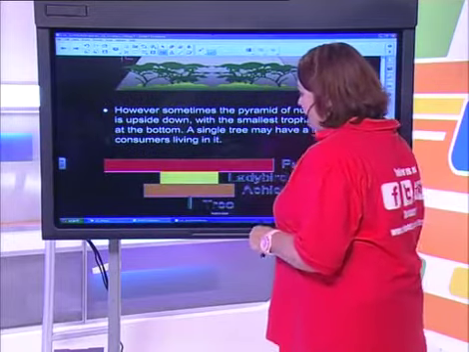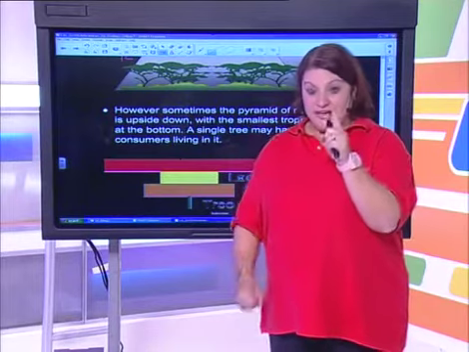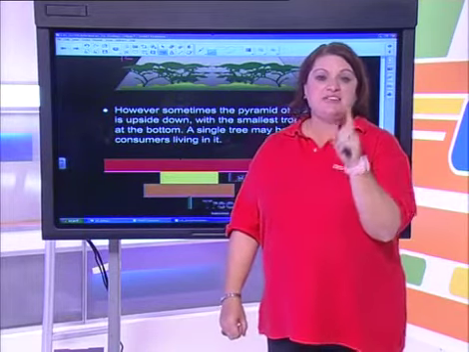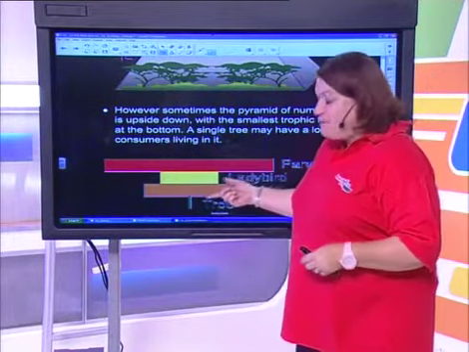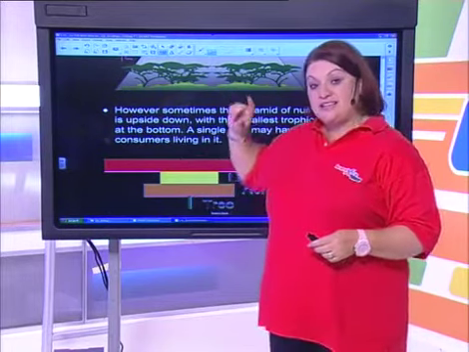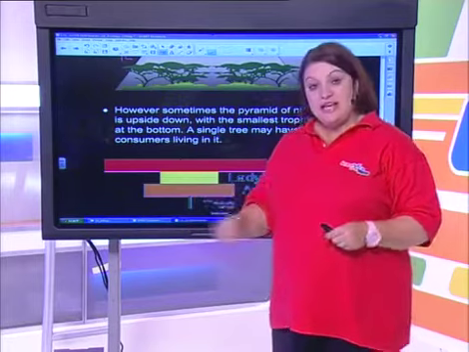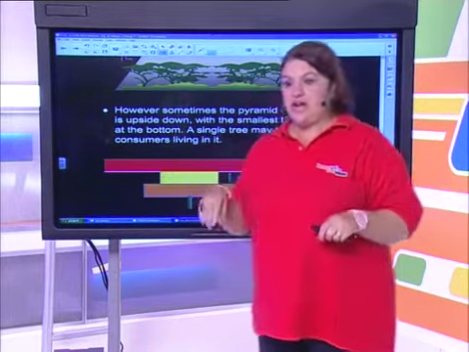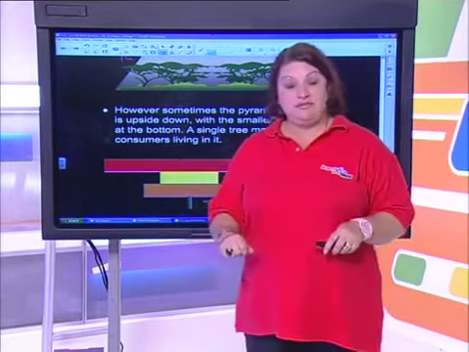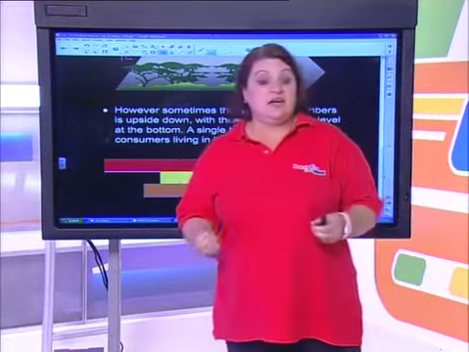Sometimes, there we go. Look what's happened over here. One tree can support a whole lot of things. So all of a sudden, my pyramid is upside down. Remember, we're talking about numbers. One tree can support a lot of aphids. Aphids are little things that eat all the leaves and the little green things on the plant. Not very nice. Ladybirds eat the aphids. And here, parasites are living inside the tree.